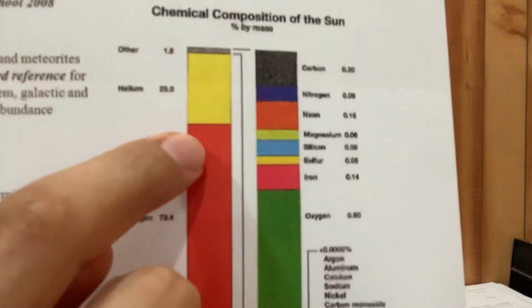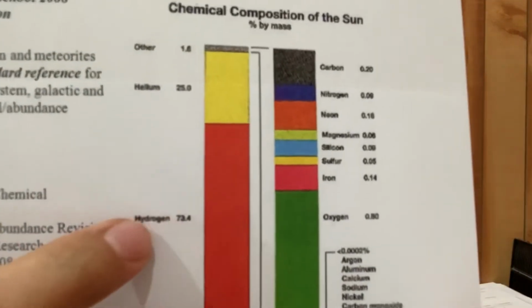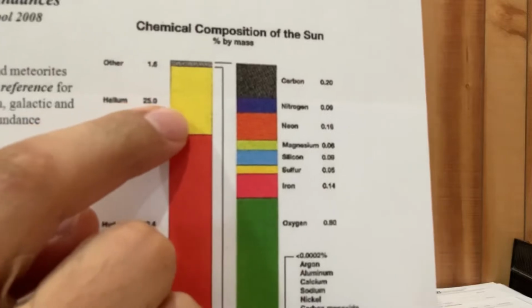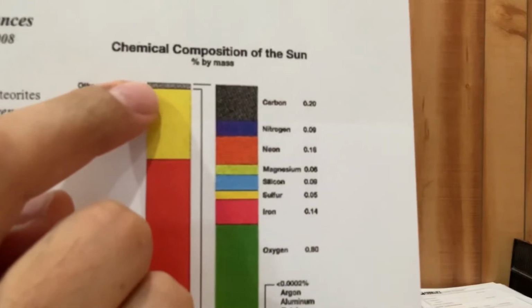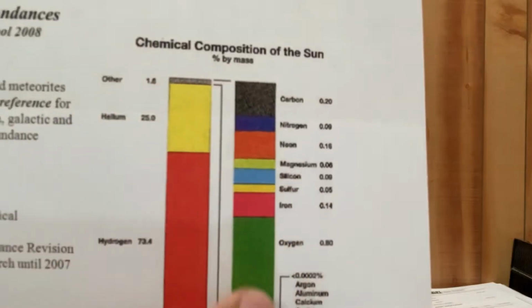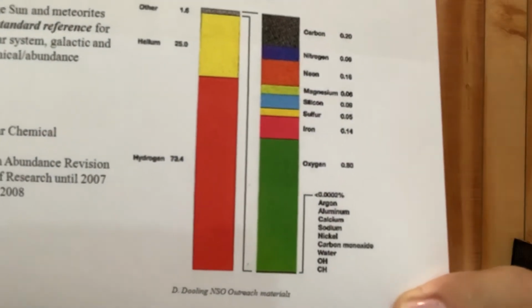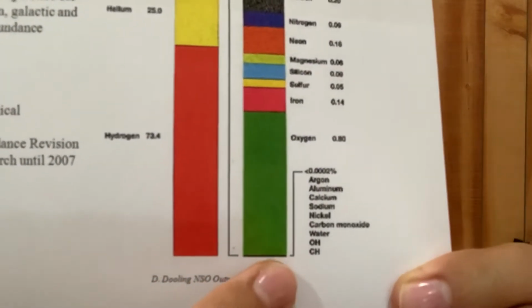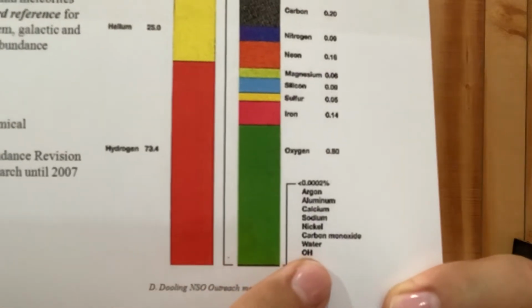This is solar elemental, this is in the sun. The red is hydrogen, the yellow is helium, and other is expanded out. You see there, these are all the other main elements in the solar atmosphere. And of course, all the other elements are way down here. Things like, what's that? Calcium, sodium, nickel, all that stuff.